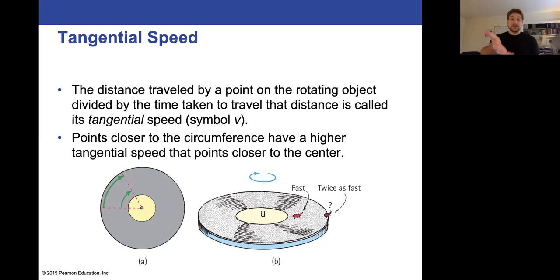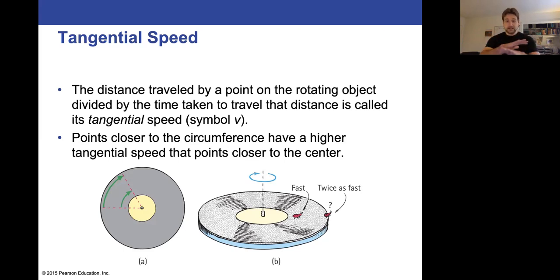This is, let's say, a record on a turntable. The entire record is rotating about an axis that goes through the center of the record. The entire record rotates once every so many seconds. The rotational speed of the record is whatever it is, this many revolutions per minute. Maybe 45 rotations every minute.